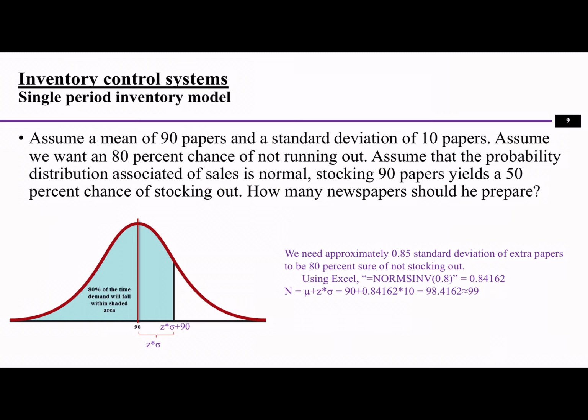Assume that the probability distribution associated with sales is a normal distribution. So we can draw the line here. This is a normal distribution. And stocking 90 papers yields a 50% chance of stocking out. So basically 90 is our mu, our mean, the mean of this normal distribution. Now it is asking how many newspapers he should prepare.